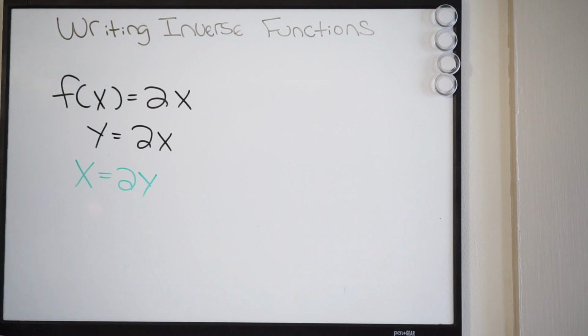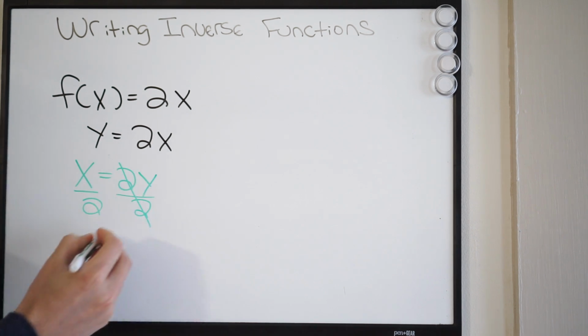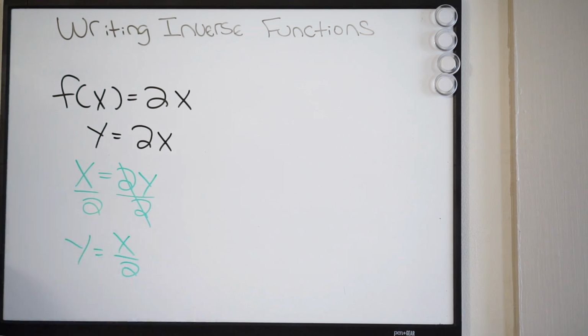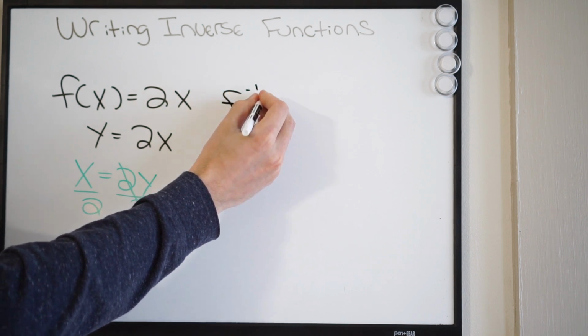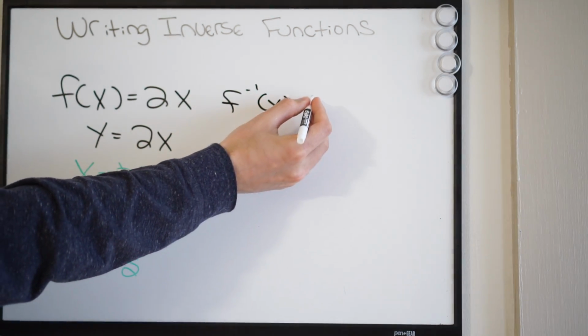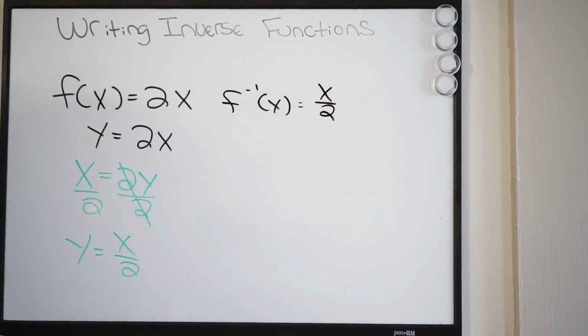Once you have it at this point, you're going to solve for y. So we're going to divide both sides here by 2. This cancels and we get y equals x over 2. So the inverse of 2x, we can write it like this, f inverse is going to be x over 2. Alright, and that's it.